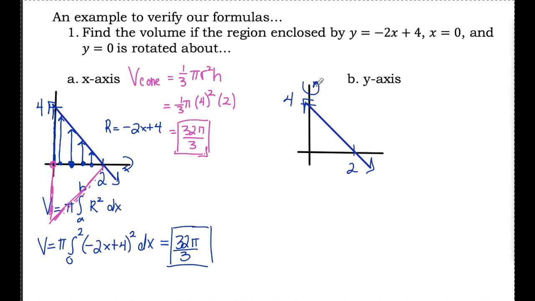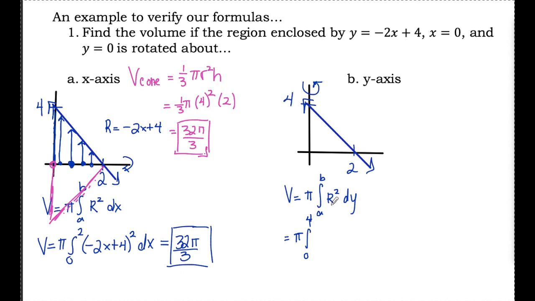For this one, since my axis of rotation is vertical, I want to use the formula V equals pi times the integral from a to b of r squared dy. So now capital R is going to be written in terms of y, and my a and b values are going to be y values. My a and b values are going to be the lowest y value of the bounded region and the highest y value of the bounded region. So if this triangle is still my bounded region, the lowest y value is down here, that's 0. And the highest y value of this region is up here, that's 4. So those bounds have changed slightly since I'm rotating around a different axis.